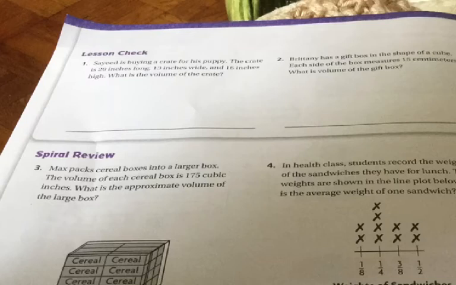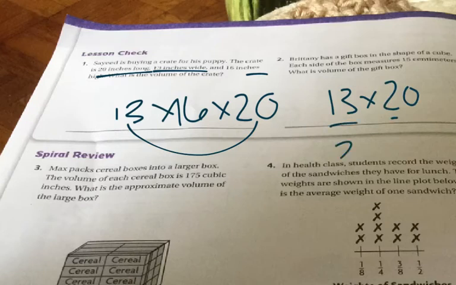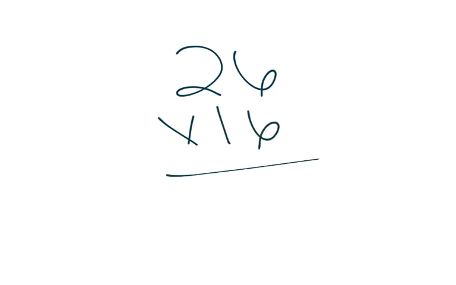Seed is buying a crate for his puppy. The crate is 20 inches long, 13 inches wide, 16 inches high. What is the total volume? So 13 times 16 times 20. I'm going to quickly do 13 times 20, which I know 13 times 2 would be 26, and add a 0. So 260 times 16, but really I'm going to get rid of that 0. So I'm going to do 26 times 16, and then don't forget to add that 0 at the end.